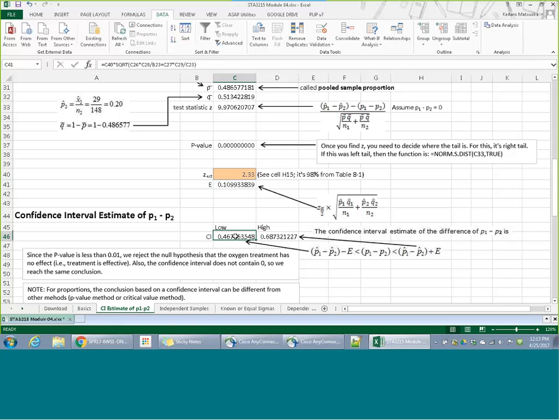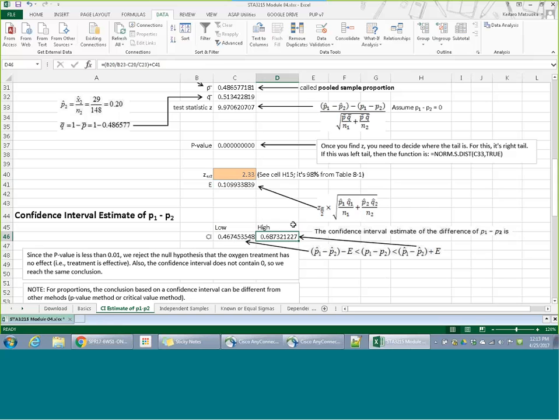So this is going to be the lower end. This is going to be the upper end. So this is the confidence interval that's reproduced in this section right here. It's doing P1 hat minus P2 hat minus E for the lower end, and P1 hat minus P2 hat plus E on this side.